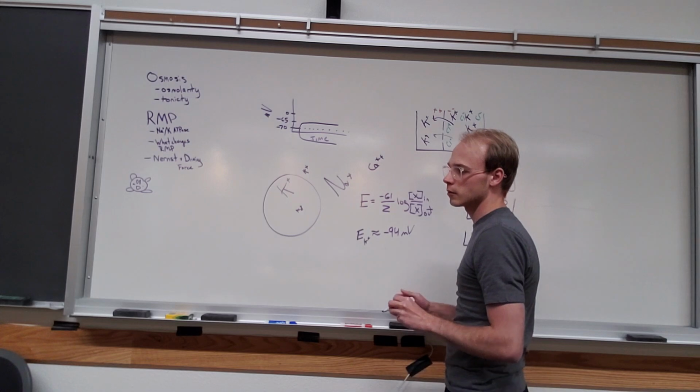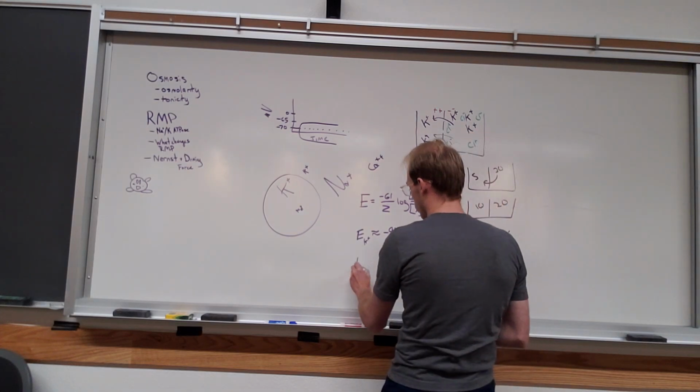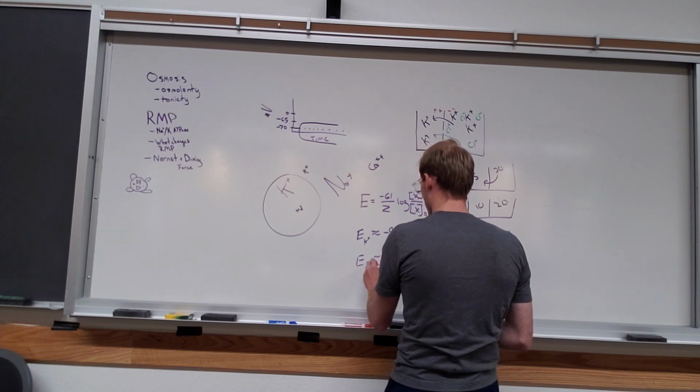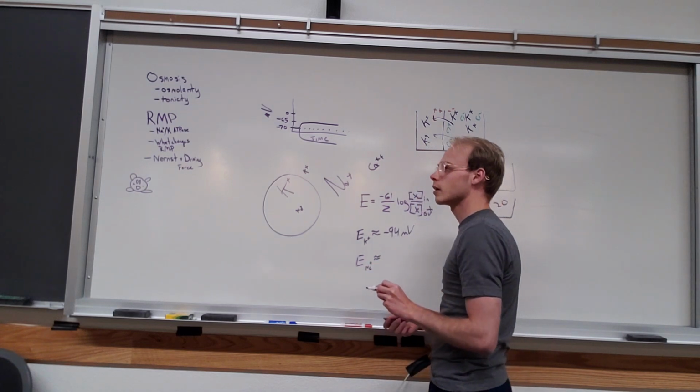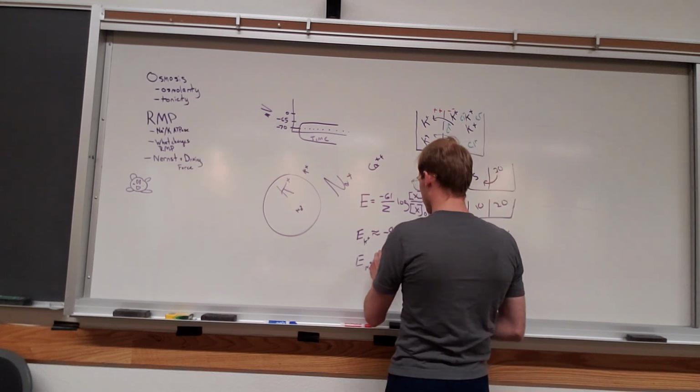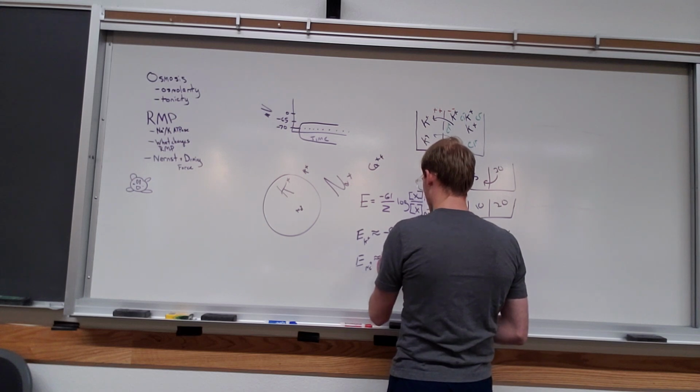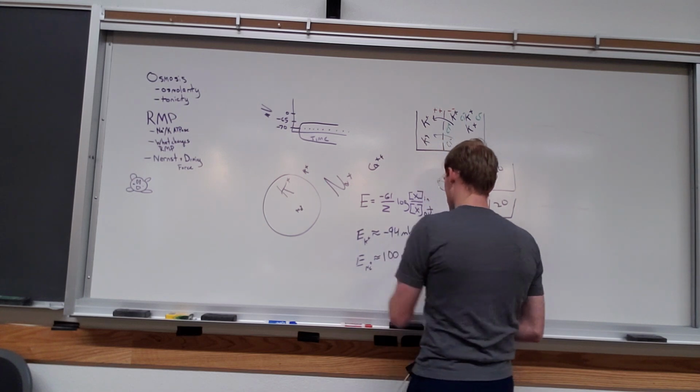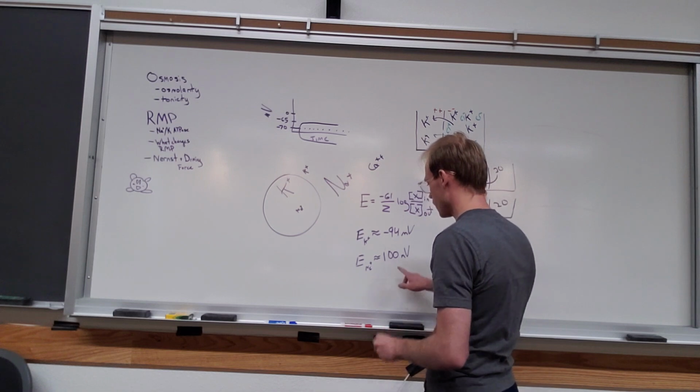So for potassium, the E of K+ is approximately -94 millivolts. For sodium, it's like 100 something. I'm just going to say 100. It's around 100.